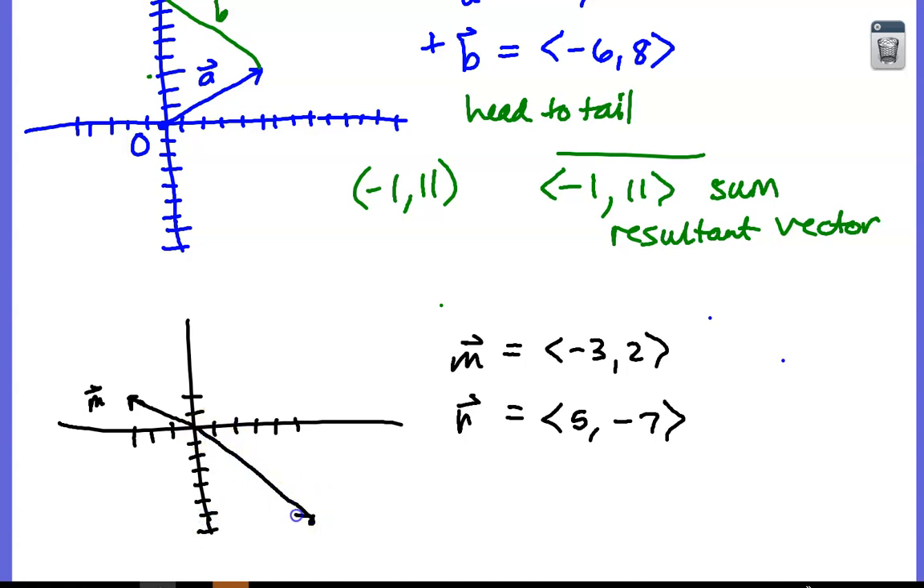And there's vector n. These ones are almost the same direction, so that's a little tricky. In fact, I'm going to make it a little more exaggerated. Let's do 3, so I'm going to go 3 and then negative 7. It'll just make it a little easier to see. Another method for doing this is something called the parallelogram method.